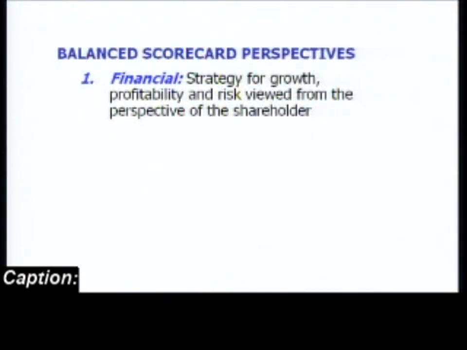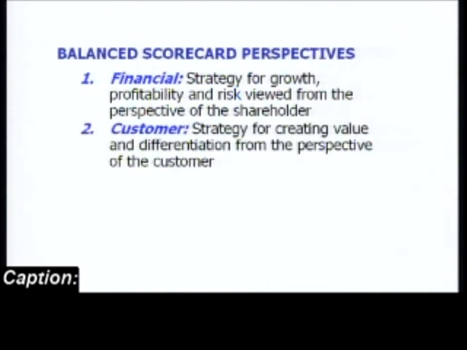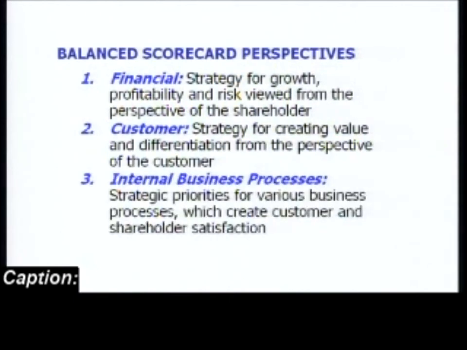There are four perspectives that Balanced Scorecard and strategy maps address. The financial perspective, which covers strategy for growth, profitability and risk from the perspective of the shareholder of the enterprise. The customer's perspective, which looks at strategies for creating value and differentiation from the perspective of the customer. External business processes look at the strategic priorities for various business processes which create customer and shareholder satisfaction.